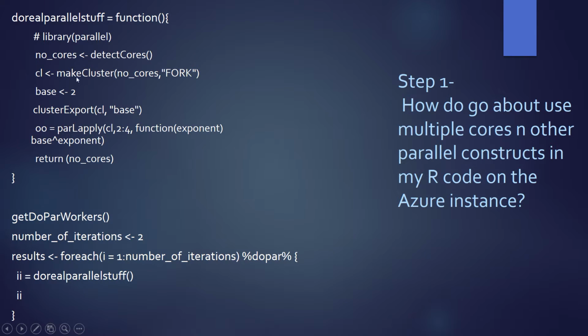Based on the number of cores, I go ahead and create a cluster. When you create a cluster, the support you have in terms of clustering is both fork and socket based. I won't go into the details of the clustering side of the story. Just a little bit more on the cluster.